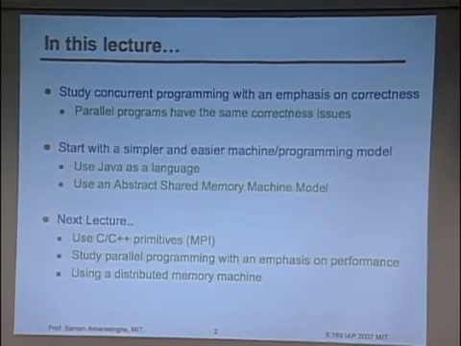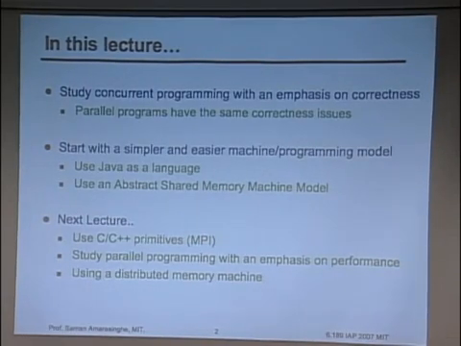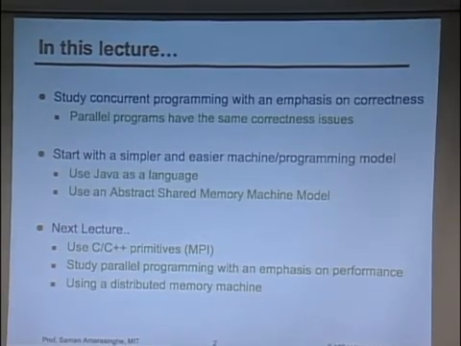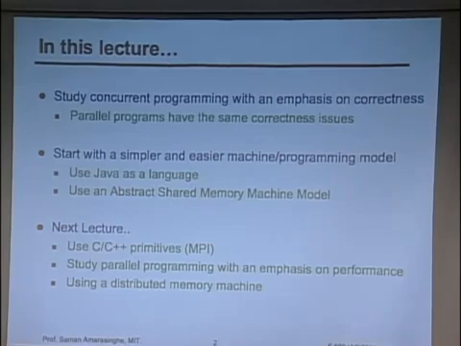So in the next lecture, we will switch from Java to C, C++. I guess you're using MPI primitives in there. And we'll start moving into parallelism with emphasis on performance. And of course, you have to get correctness, that's a given, but we'll start looking at performance in there. And we'll start using the distributed memory machine, all the notions and details of cells. So we'll just kind of go down and down in that direction.